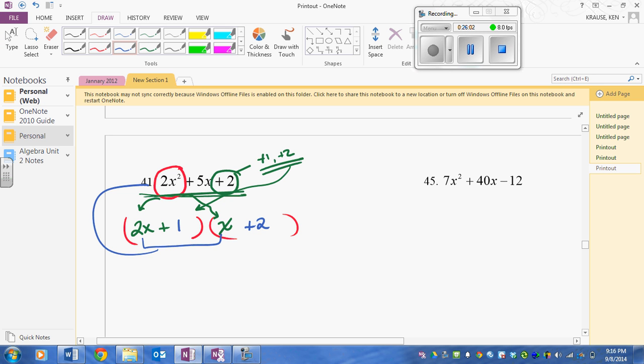That's 2x squared. Perfect. That's positive 2. Perfect. And these make up the middle, so that's 4x plus x.